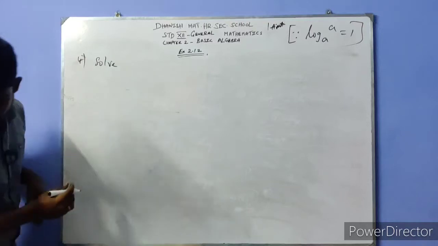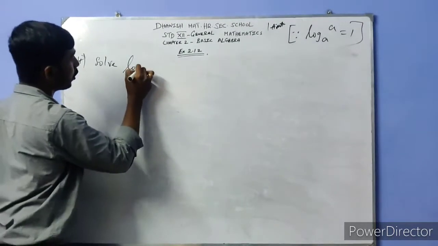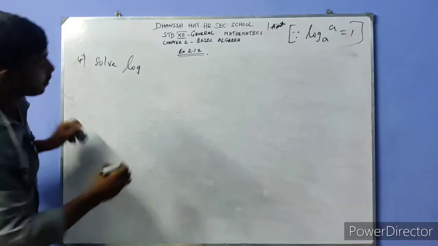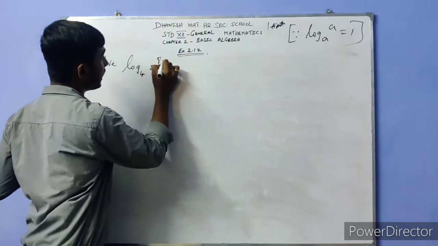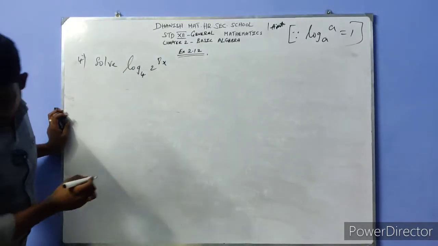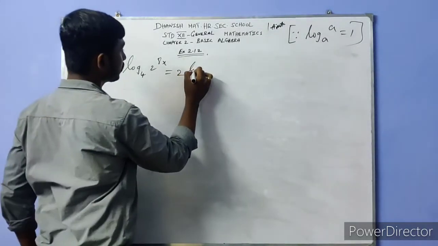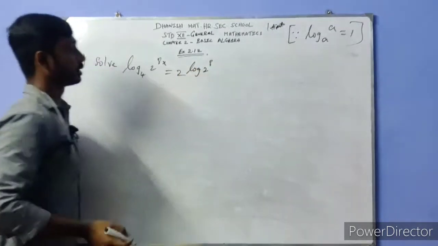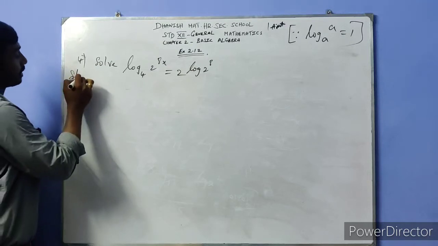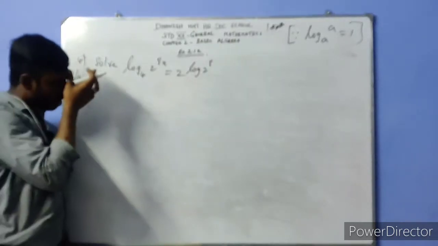Solve log 4 to the power 2, 8x equal to 2, log 2 to the power of 8. So here, starting in the first step, we are using the power rule method.